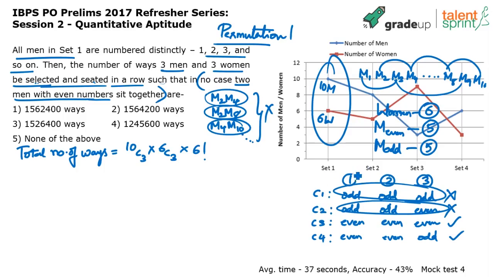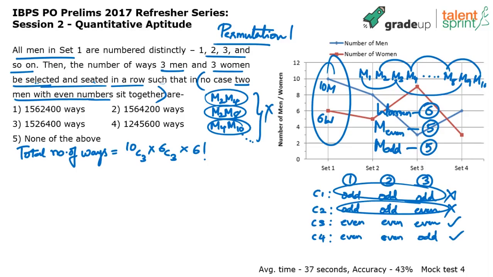Case 1 where we get all 3 odd men, and case 2 where we get 2 odd and 1 even men, have to be eliminated. Not required. But case 3, you see, all 3 are even. When all the 3 are even numbered men, it is possible that 2 even numbered men are together. Similarly, when 2 even numbered men and 1 odd numbered man is there, then also it's possible that these 2 even numbered men can come together.